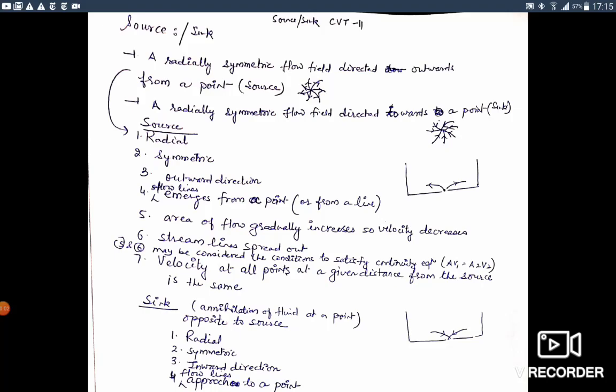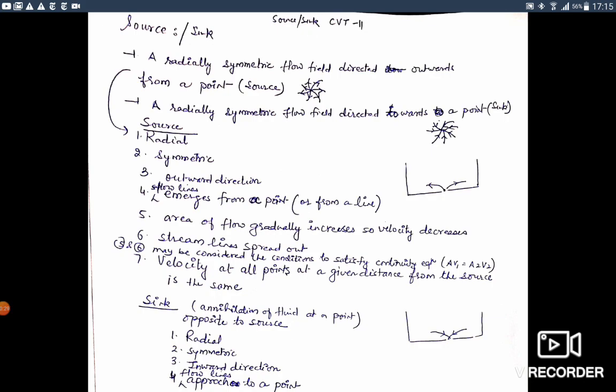Dear students, today we will start about some singularities. In the presence of these singularities, the flow will be solved with the help of complex variable technique. So first of all, we come to a type of singularity which is source, and another type of singularity which is called sink.